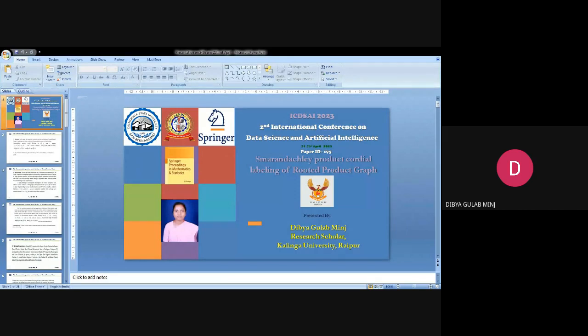Smarandakle product coded labeling on a graph G is such a labeling f such that V of G tends to {0, 1} with induced labeling f of u, f of v on edge uv which belongs to E of G, that mod of v of 0 minus v of 1 is greater than or equal to 2, and for edges mod of e of 0 minus e of 1 is greater than or equal to 2. The keywords are coded labeling, Smarandakle product coded labeling, rooted product graph.